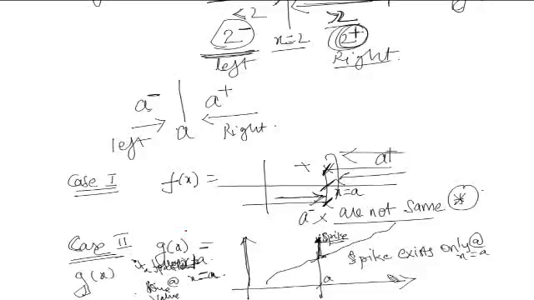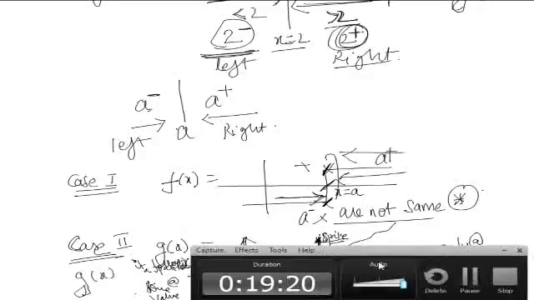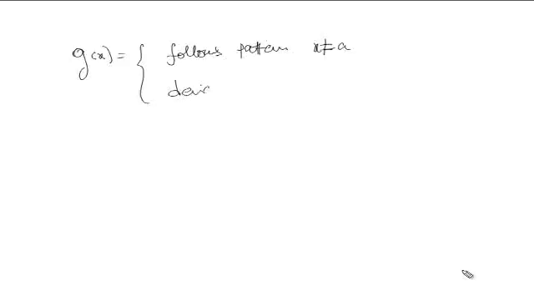Okay, let me rewrite this part alone. It is not clear. I am rewriting the last part alone. What I was saying was g of x. I am describing the function in the English language. It follows the pattern for x not equal to a, and deviates from the pattern at x equal to a.